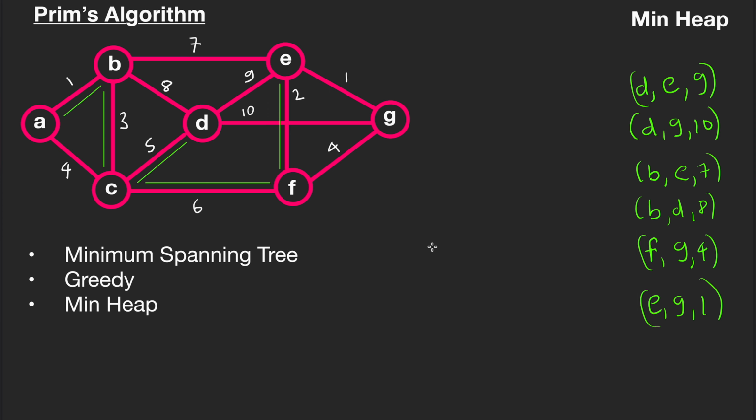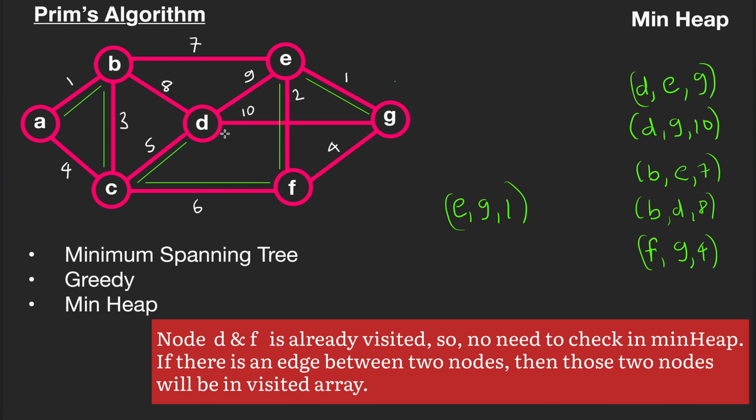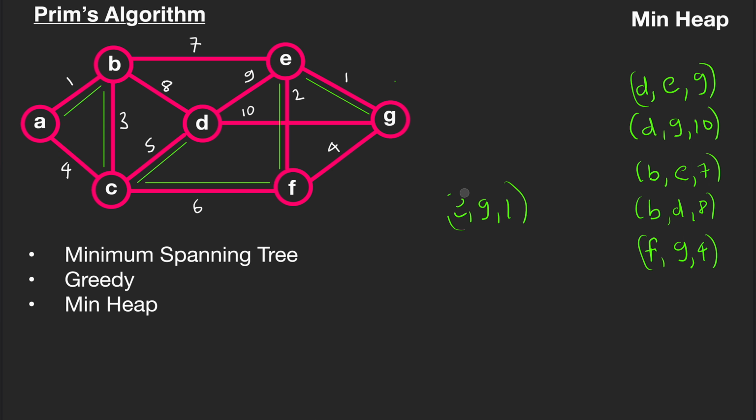Now we'll remove the next element from our min heap, that is EG1. Node G is not yet visited, so we'll add an edge between node E and node G. Now we'll add all the edges from node G that are not yet visited to our min heap. So from node G, there is an edge to node E, but that's already visited, so we won't add that. There is an edge from node G to node D, but that is already present in our min heap, so we won't add that as well. There's an edge between node G and node F with weight 4. Again, that is also present in our min heap, so we won't add it. So the job of this particular element is done.